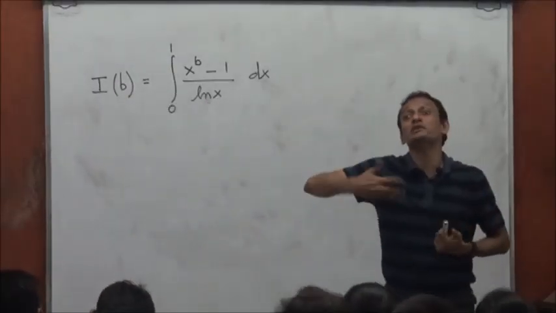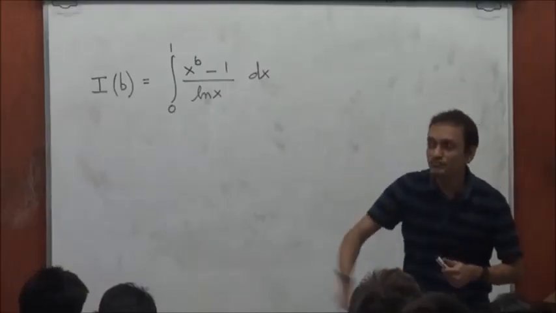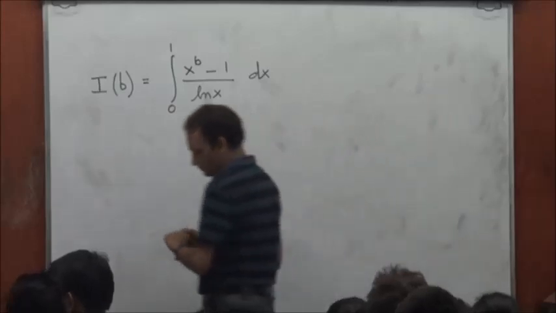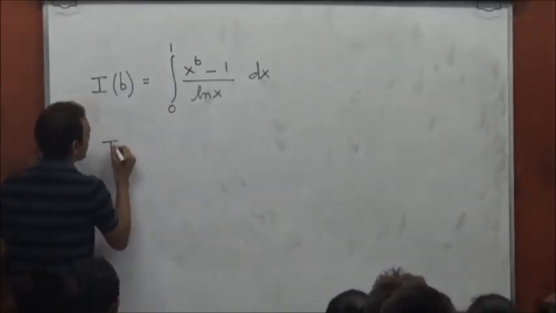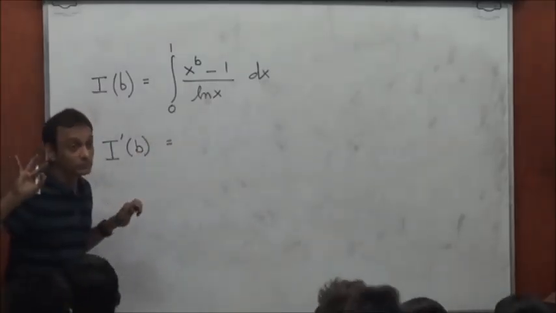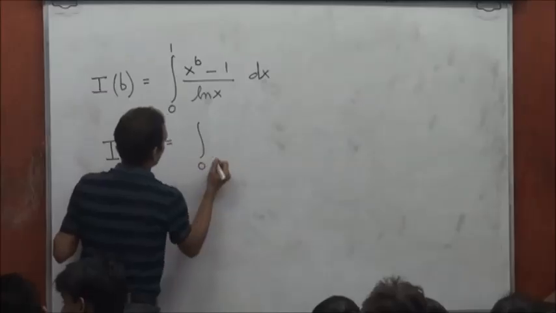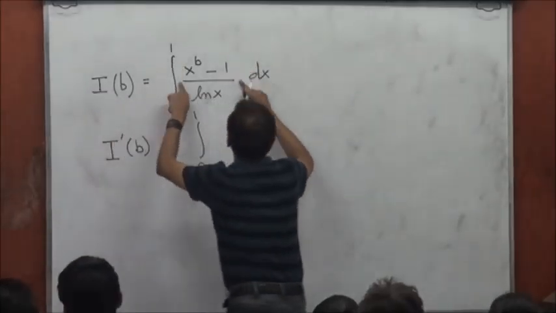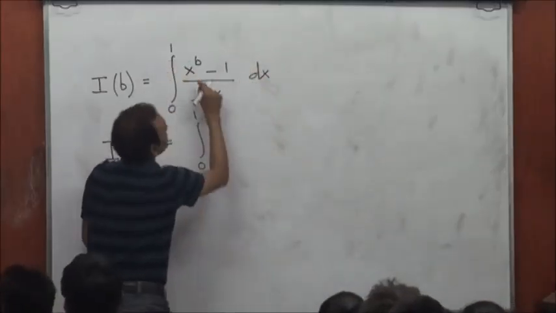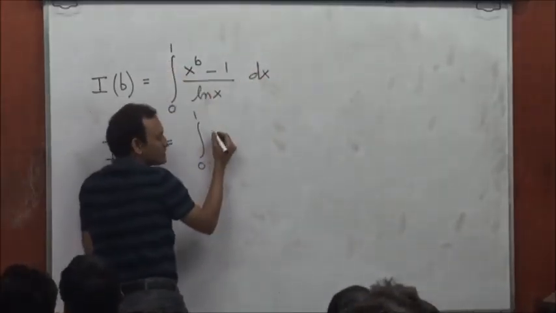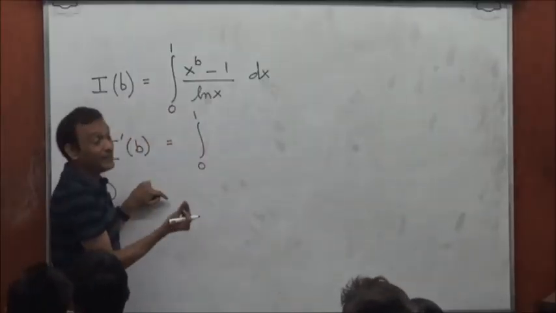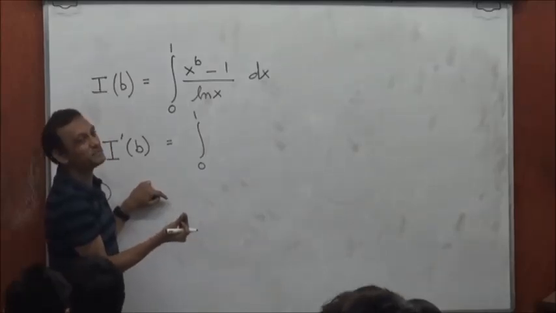So instead of alpha, my parameter here is b. Let me differentiate it with respect to b. Three terms, like I said. In the first term, the integral 0 to 1, and this has to be differentiated with respect to b, keeping x constant. So if I differentiate x^b with respect to b, what will it give me? It will give me x^b ln x.